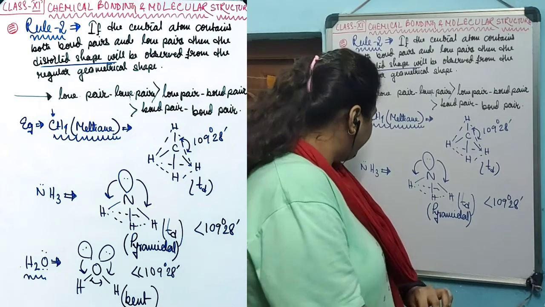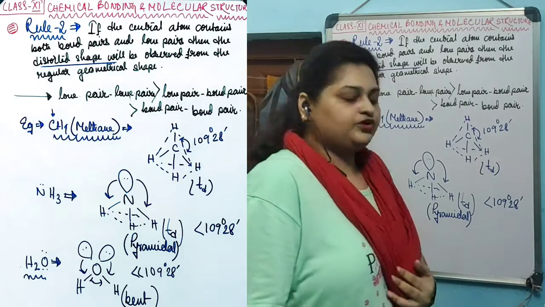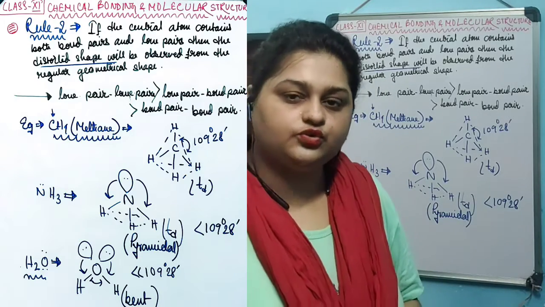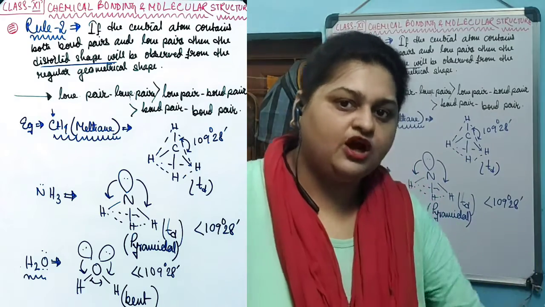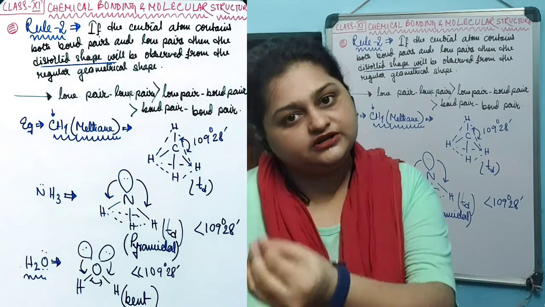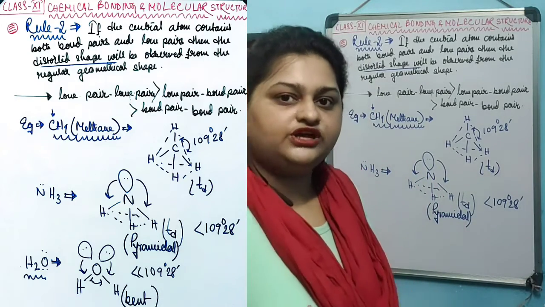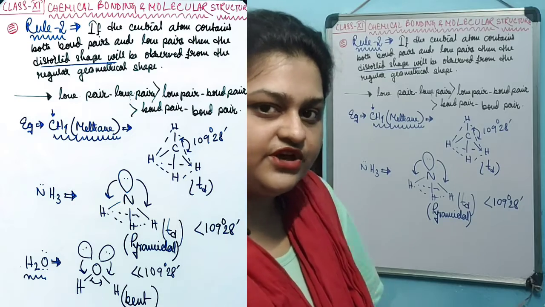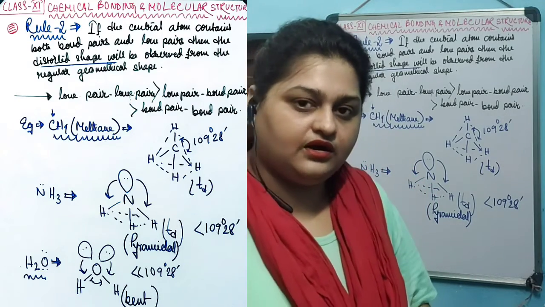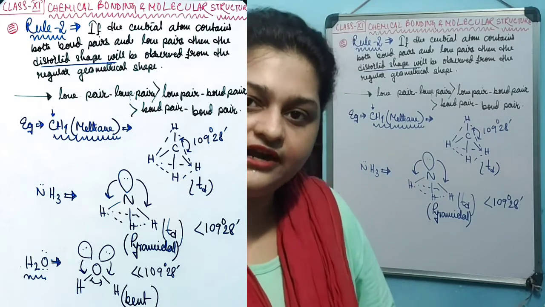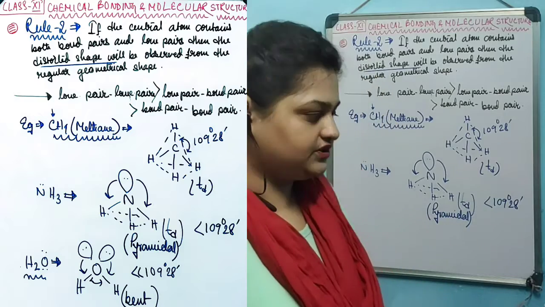Hence, we can say that the shape of the ammonia molecule is pyramidal in nature. So, what is a pyramidal shape? A pyramidal shape is a distorted shape from a regular tetrahedral structure. The example being the ammonia molecule, in which the central atom nitrogen possesses 4 electron pairs around it. That's why it creates this pyramidal structure.